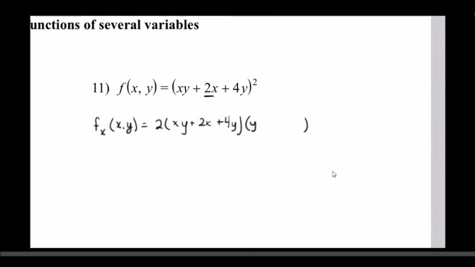Here the derivative of 2x is 2, and then the derivative of 4y. With respect to x, remember y is just a number. 4 and y are both numbers, and the derivative of a number is 0, so it's y plus 2.